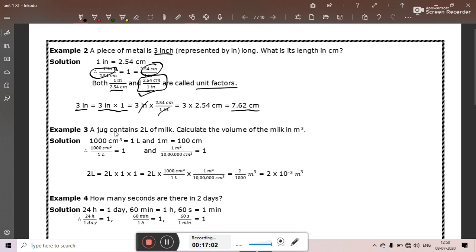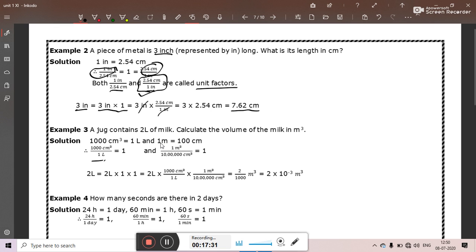Example number 3. A jug contains 2 liter of milk. Convert it into meter cube. Now what is the relation between centimeter, liter and meter? Now 1000 centimeter cube is equal to 1 liter, and 1 meter is equal to 100 centimeter. Now when you take 1 liter in the denominator, you will get 1000 centimeter cube upon 1 liter is equal to 1. So this is one unit factor. Now from this, which unit factor can you obtain?